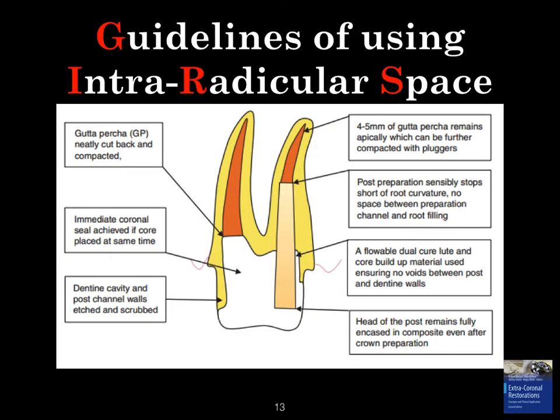And the prosthodontist usually has those guidelines in sight, and they usually apply them. They usually leave 4 to 5 millimeters of gutta percha apically after post-space preparation, and usually the post-space preparation does not go beyond the curvature, and they usually use flowable material to cement the post within the canal. They usually keep the post within the core, and they usually restore the tooth with a temporary crown, and then it receives the final crown.